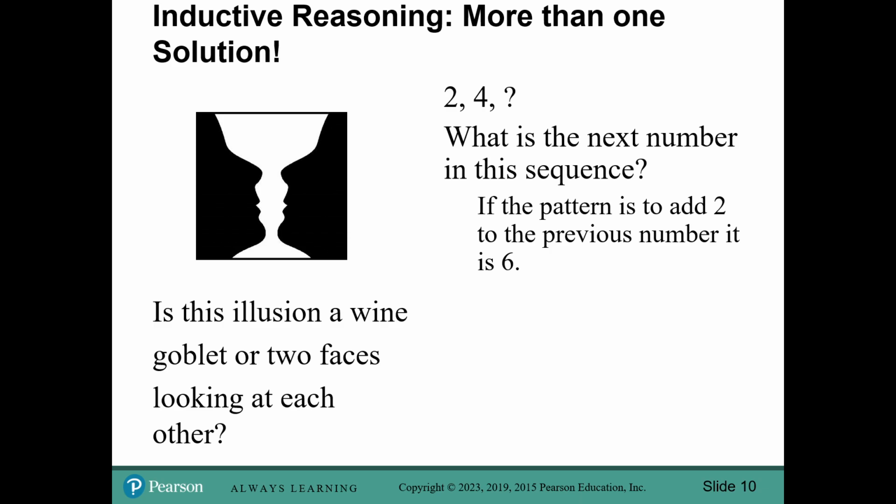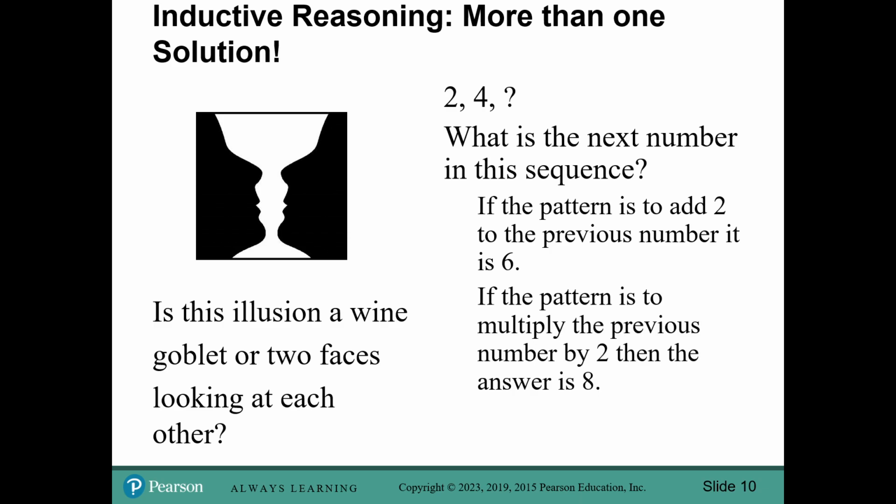But what if the pattern is multiplying by 2? 2 times 2 is 4, then 4 times 2 could be 8. So we would actually need another number in the sequence to really hone in on what this actual sequence is. That's why many times when we have these sequences, we have multiple numbers so we can see what's going on.